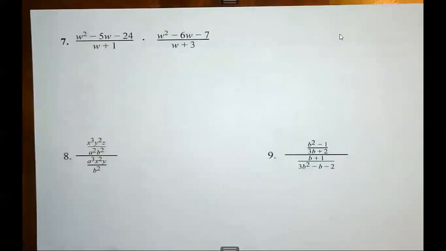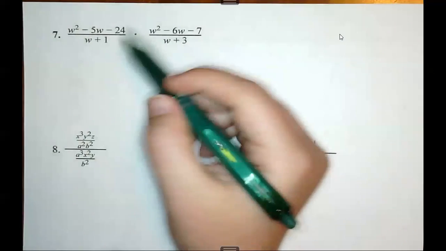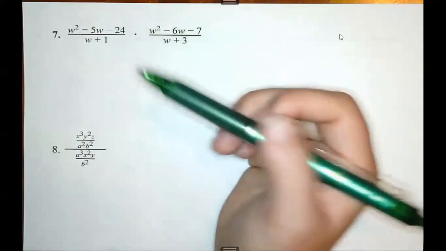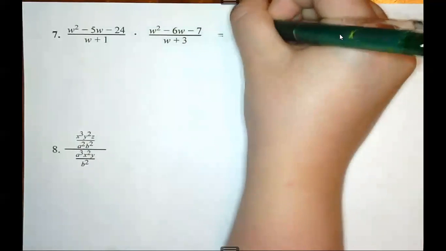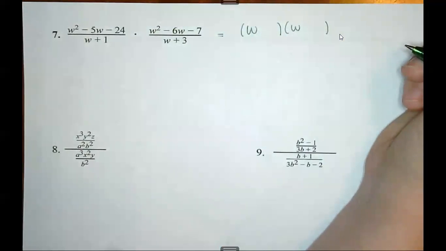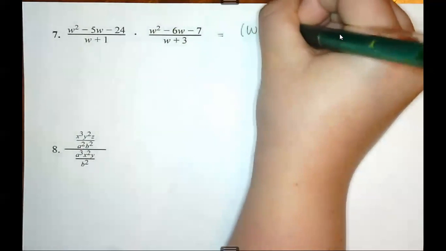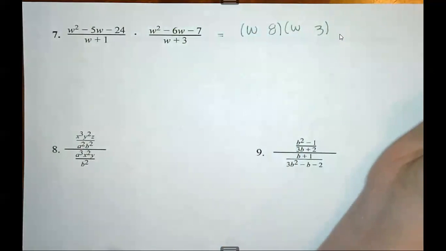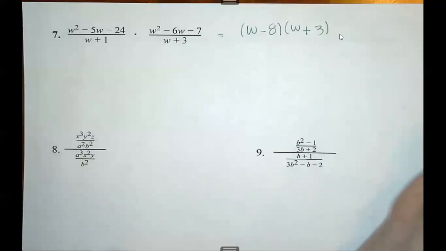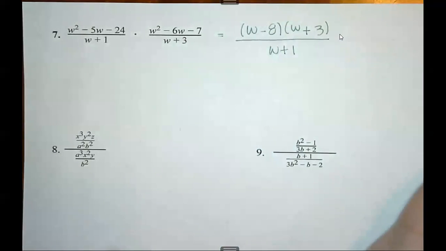Okay, number 7. So I'm going to want to factor the top first. So if I factor, I'm going to end up with 2 sets of parentheses here, both starting with w. Something that multiplies to give me negative 24 adds to give me negative 5. So I'm going to use 8 and 3. If I want negative 5, that means the 8 has to be negative and the 3 has to be positive. And this is all over w plus 1.